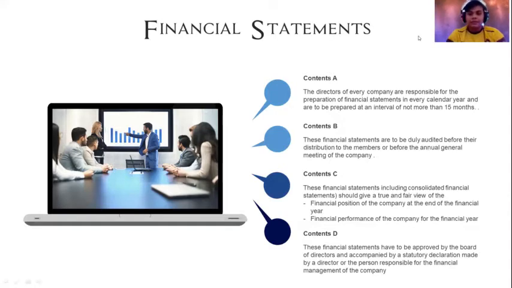Next, the financial statement should be annually audited before distribution to members, before the annual general meeting, the AGM. The financial statement should be done by then. The financial statement should give a true and fair view of the financial position and financial performance.